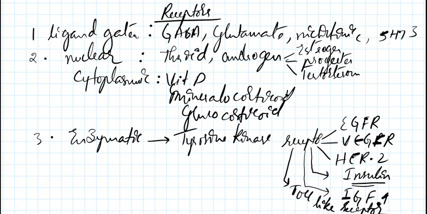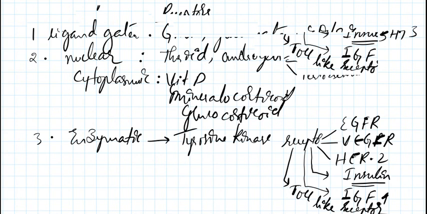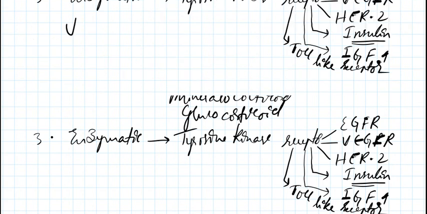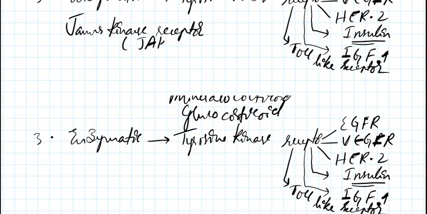Now another example is toll-like receptors. Another type of enzymatic receptor is Janus kinase receptor, in the short form called JAK receptor. What are the examples for Janus kinase receptors? Janus kinase and tyrosine kinase are enzymatic type of receptors. Just remember, enzymatic receptors are further classified as tyrosine kinase receptors and Janus kinase receptors.